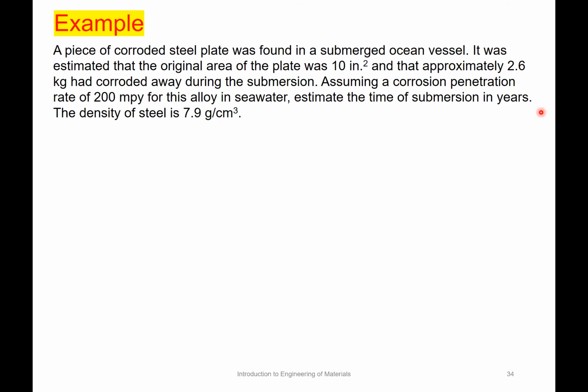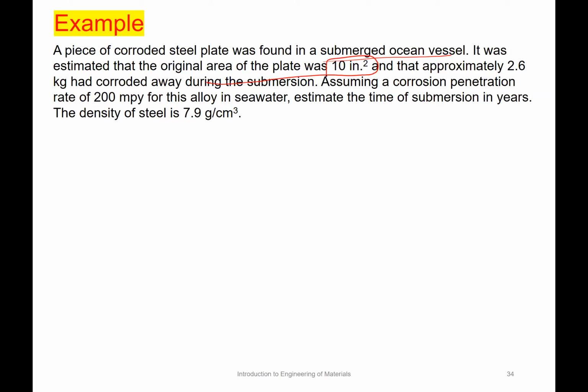All right, let me make sure I have some time here. So let's do the first example, where you have a piece of corroded steel plate. It was found, let's say, in a submerged ocean vessel. So you can see it's been exposed to seawater quite a bit. It was estimated that the original area of the plate was 10 square inches.